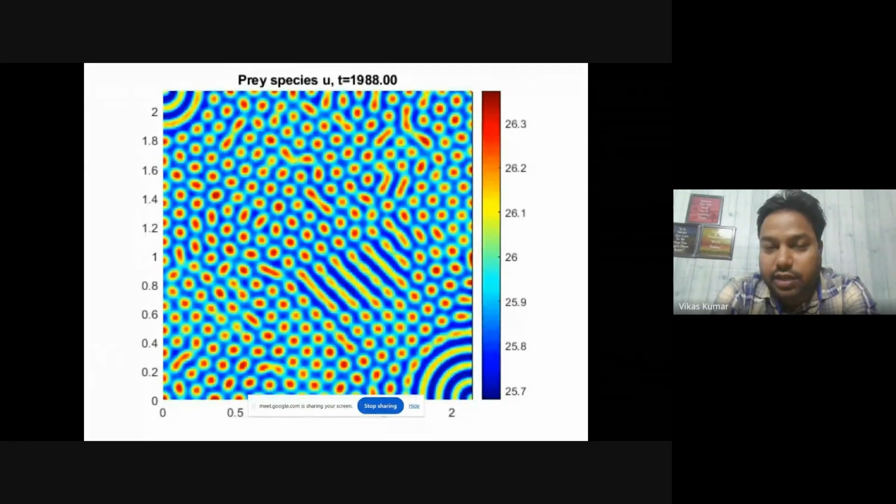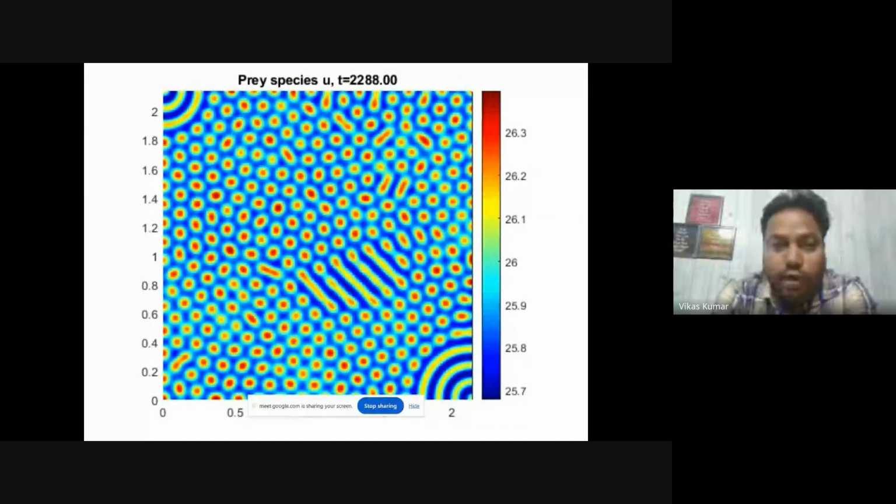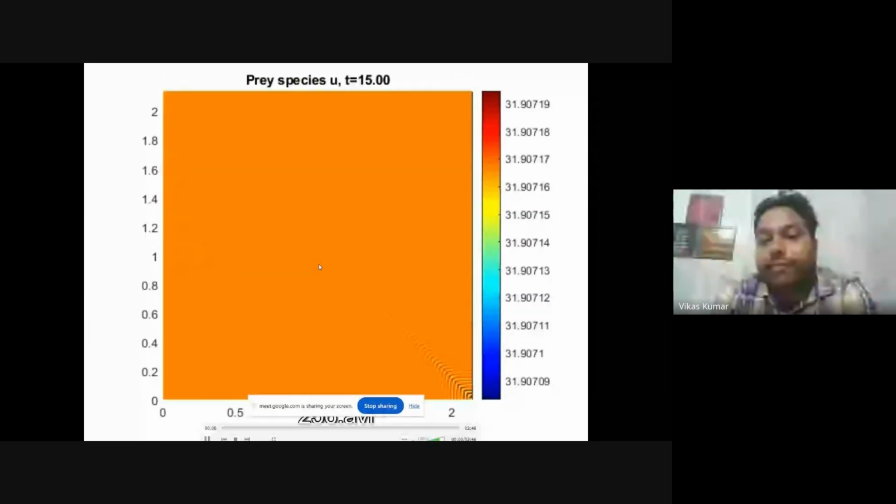These are the red patches, the high density patches, and the blue color shows the low density. So this arrangement, as you can observe, changes with time for different parameters. Here basically I'm increasing the time and you can start to see a pattern.